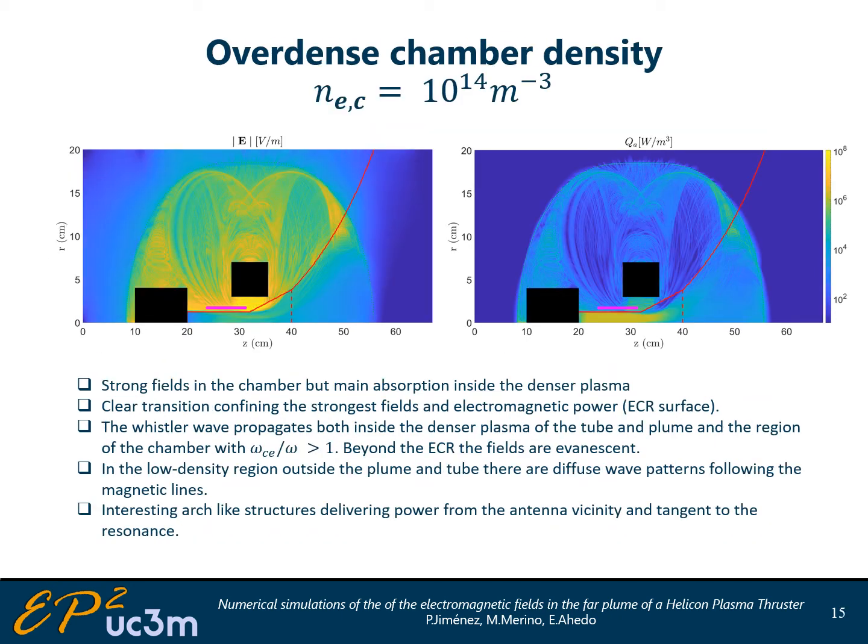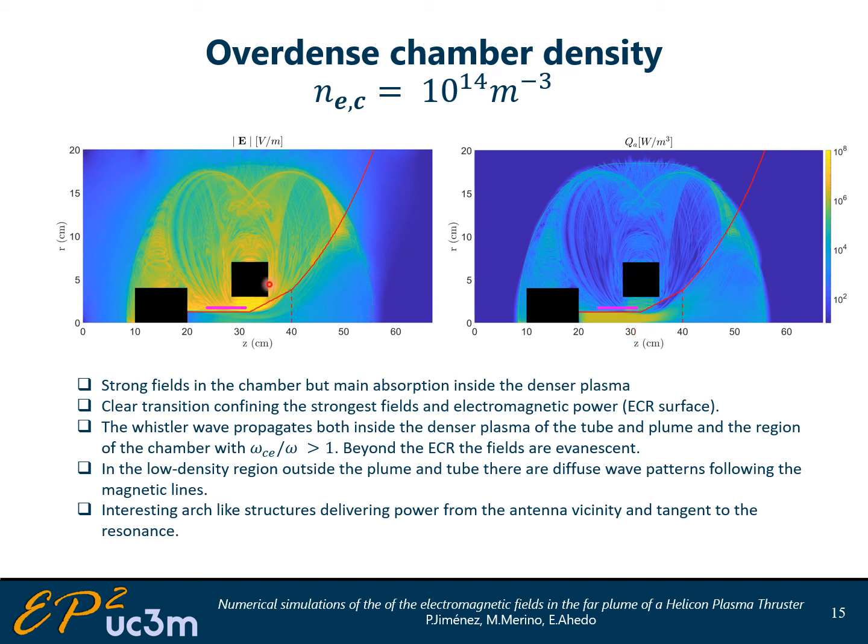Okay, so this is a different study case in which we set the background chamber density to a value of 10 to the 14 particles per cubic meter. This value is representative of what we think could happen in our chamber in the laboratory. So the first observation that we can get from these results is that the strongest fields are located inside the lower density plasma here, but the maximum deposition is still inside the tube, which is desirable.